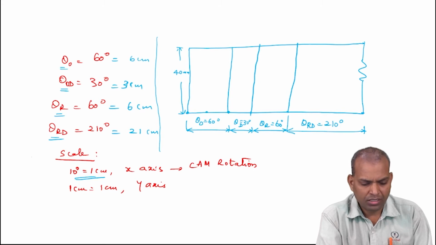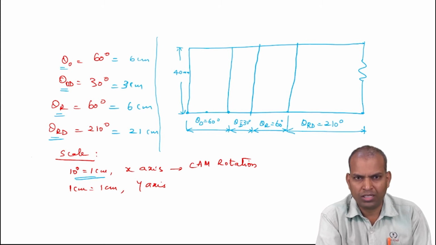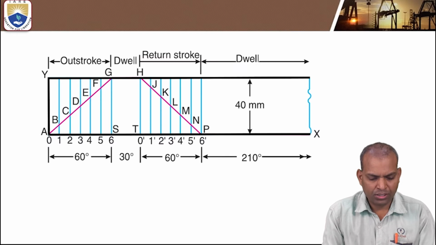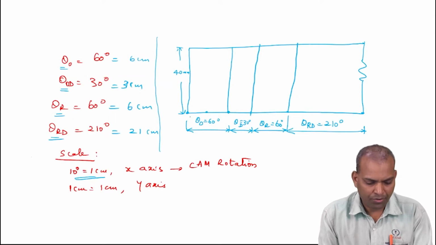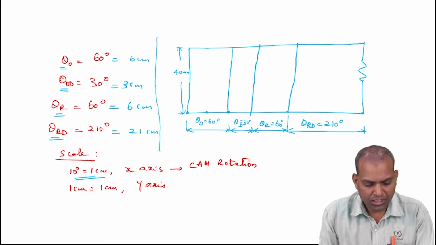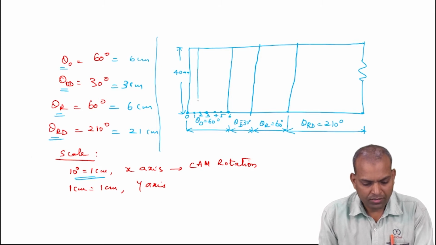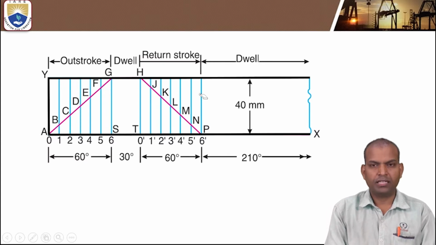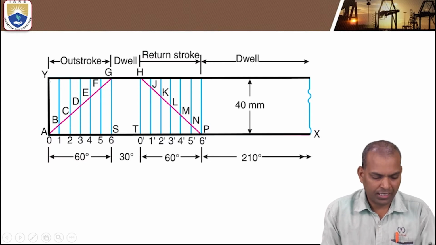So I am giving here the procedure for how to draw the cam profile. After drawing, this is what we'll get. We'll see it now. Divide into equal number of parts. How many parts? 6 equal parts: 0, 1, 2, 3, 4, 5, 6. Divide this and join the equal parts. This is the shape of how it comes.